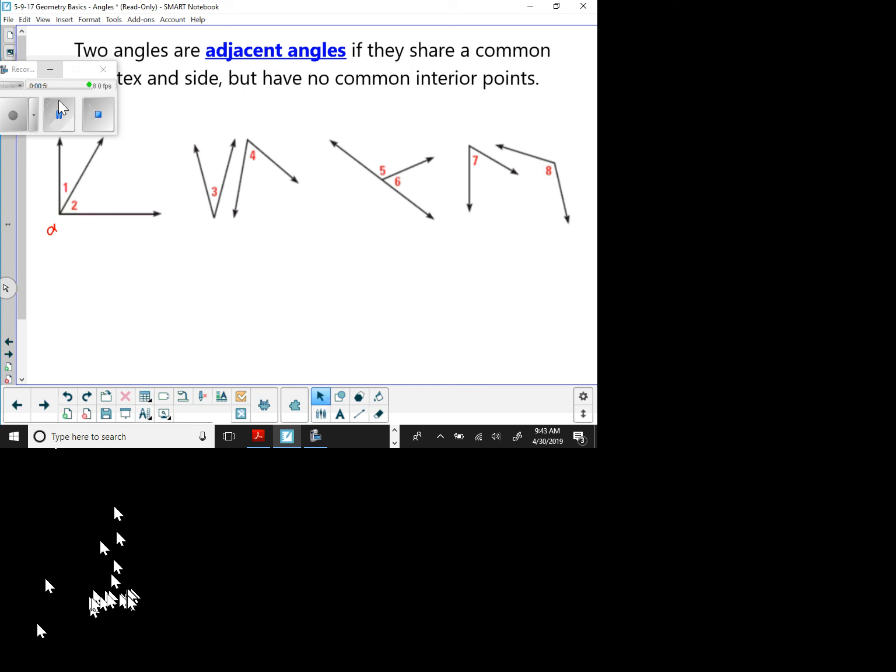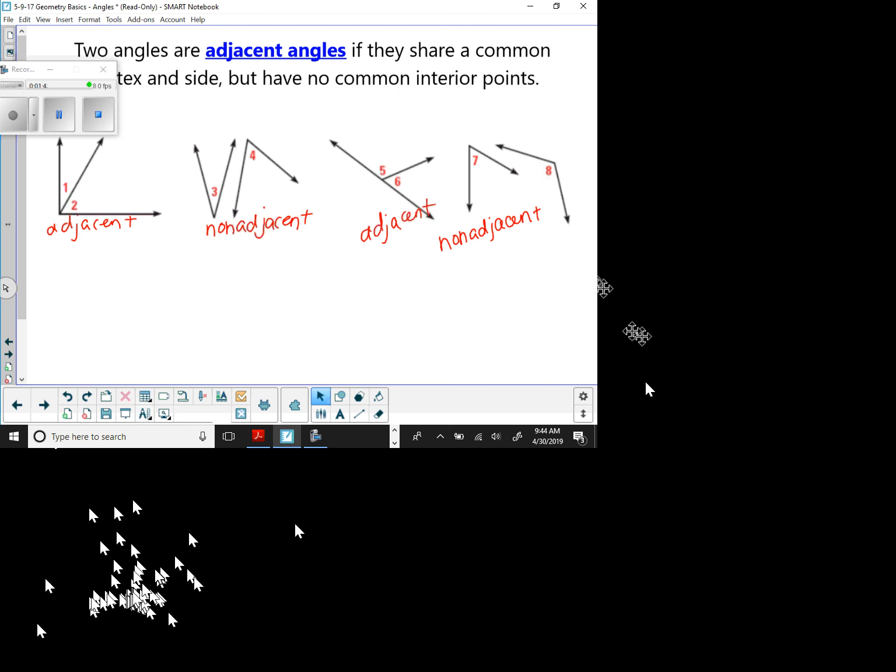Two angles are adjacent angles if they share a common vertex and side, but have no common interior points. So this first example, angle 1 and 2, these are adjacent angles. They're not touching, they are non-adjacent. Five and 6 are adjacent. 7 and 8 are non-adjacent.